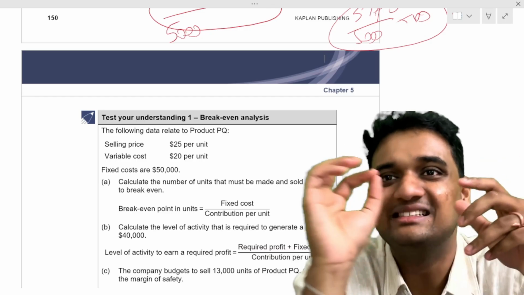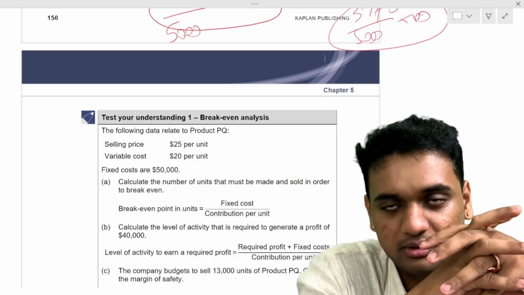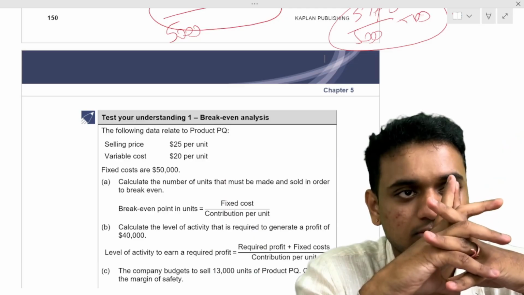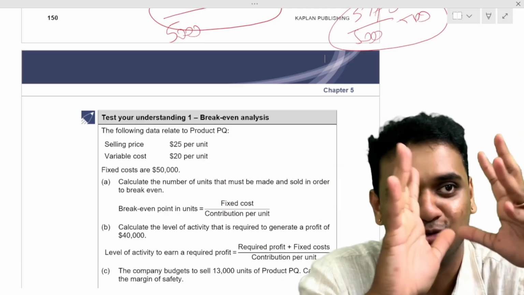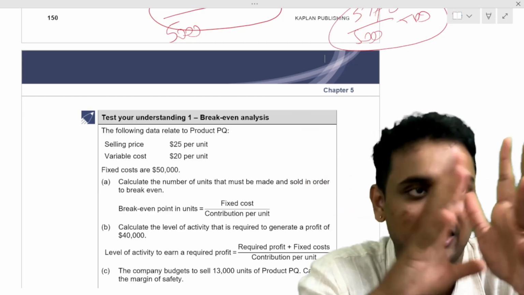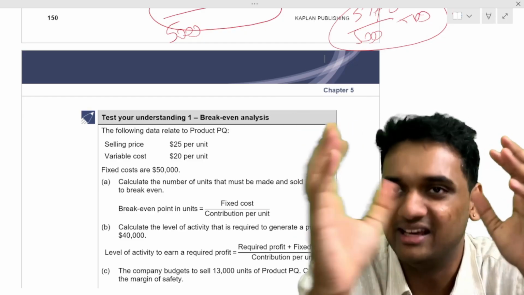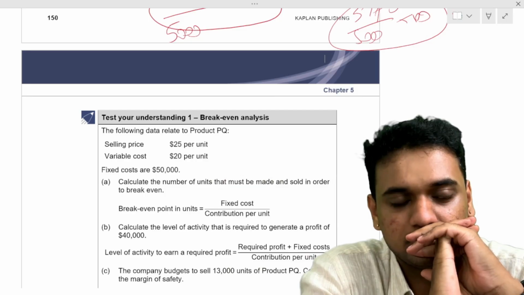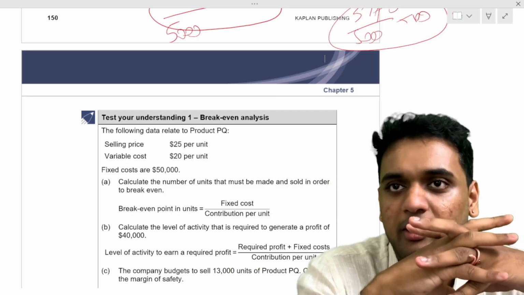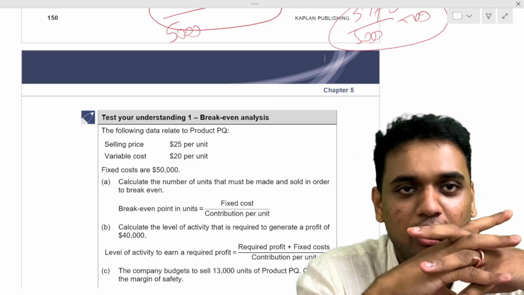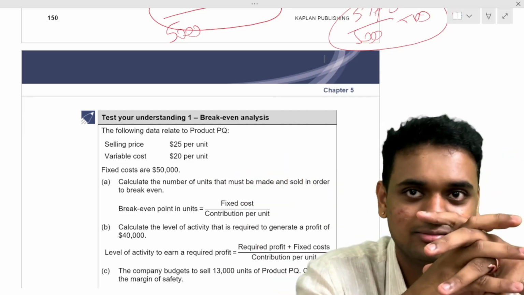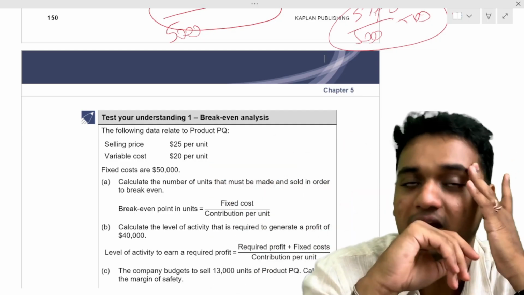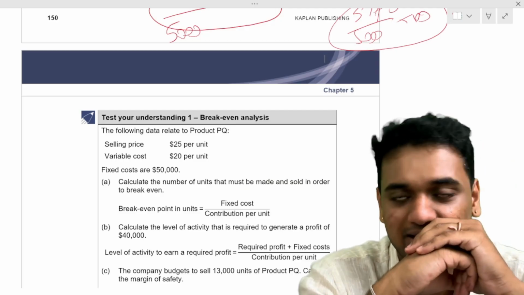The formula is called CS ratio. Not my name, not C Surya. The actual name is CS ratio. CS ratio is nothing but contribution to sales ratio. You tell me what the formula might be. Contribution by sales into 100. How much contribution divided by sales into 100, that is your CS ratio.